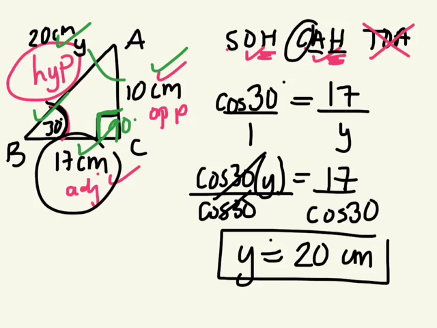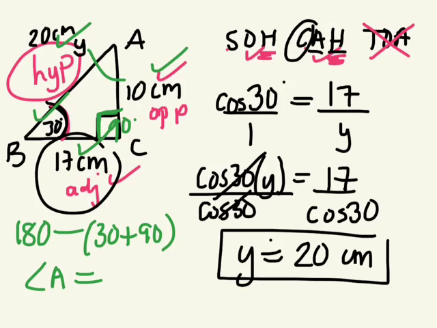Right. We know that a triangle has to add up to 180. So if we add 30 plus 90 and subtract it from 180, that will give us angle A. A equals 60 degrees, okay? So now we have completed the question. We've solved the triangle. We found all missing angles and all missing side lengths.